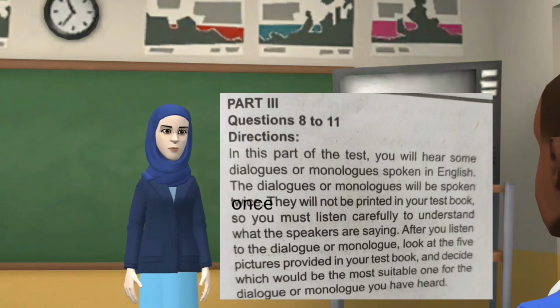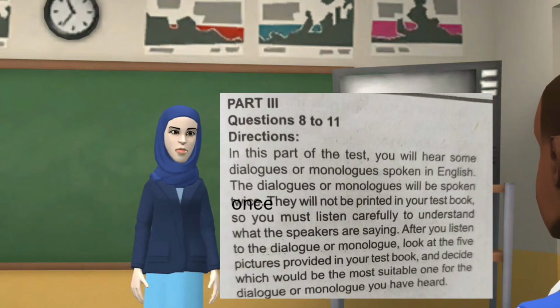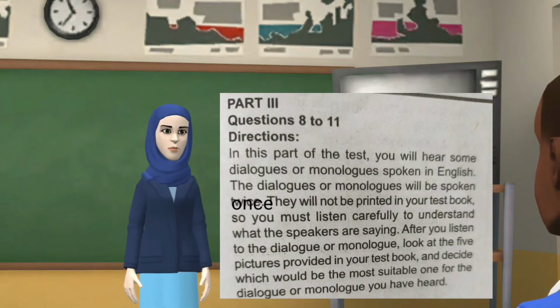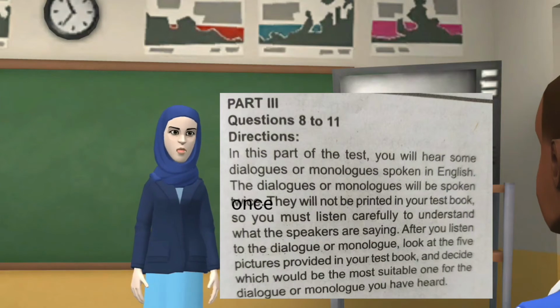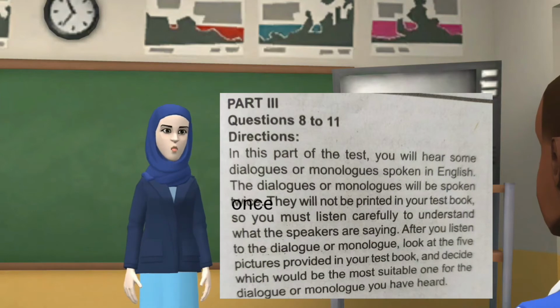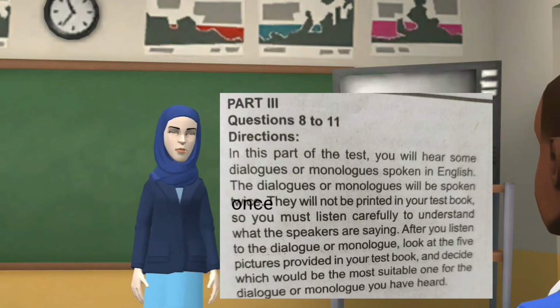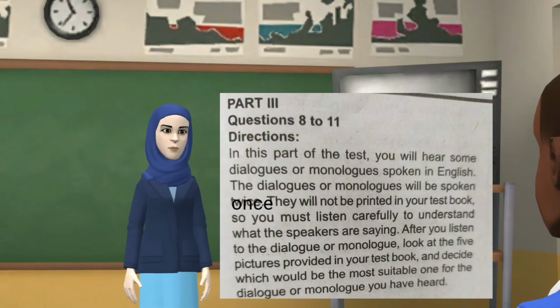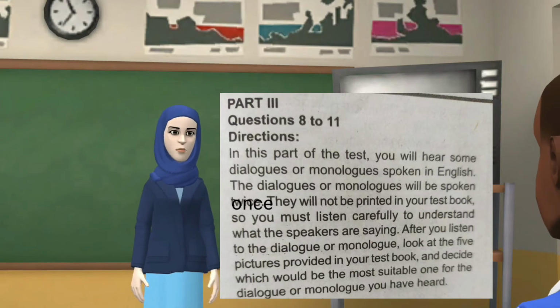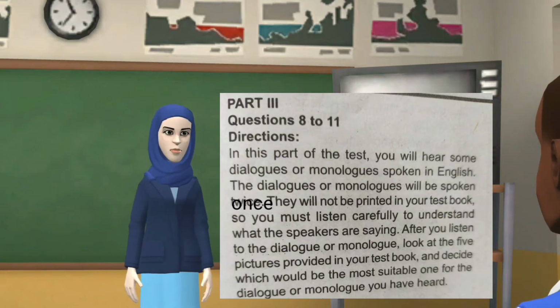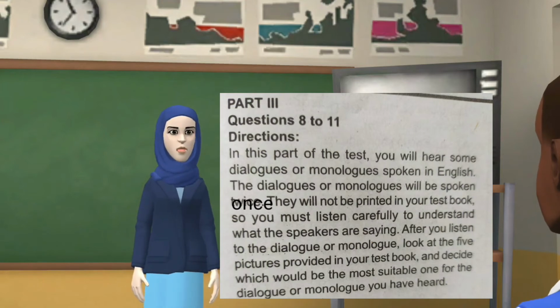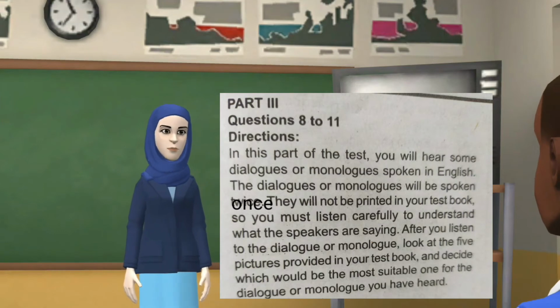Part 3. Questions 8 to 11. Directions. In this part of the test, you will hear some dialogues or monologues spoken in English. The dialogues or monologues will be spoken once. They will not be printed in your textbook, so you must listen carefully to understand what the speakers are saying. After you listen to the dialogue or monologue, look at the 5 pictures provided in this video and decide which would be the most suitable one for the dialogue or monologue you have heard.